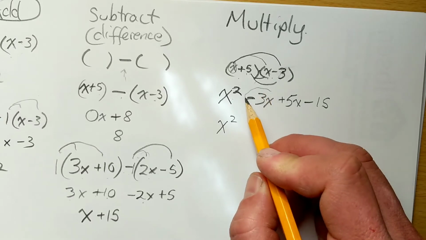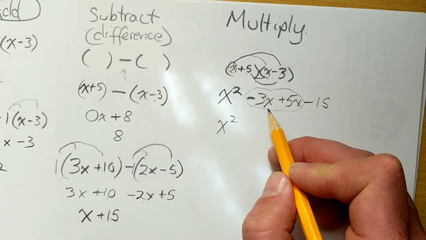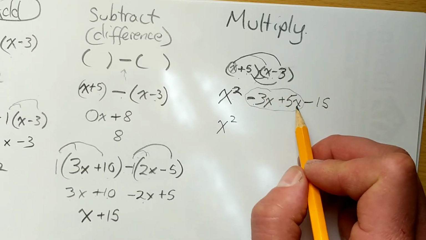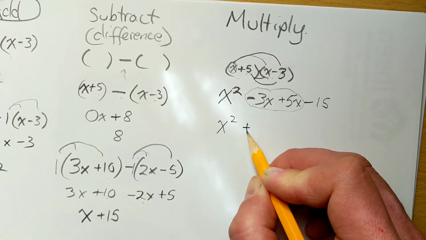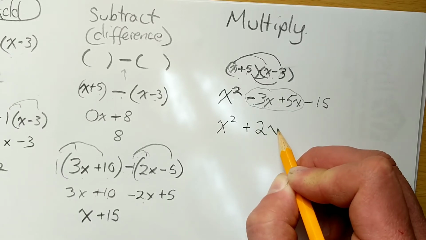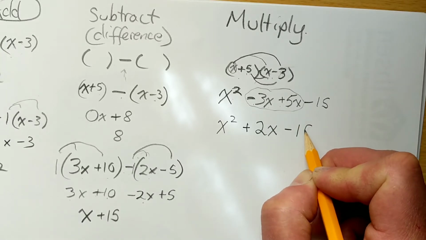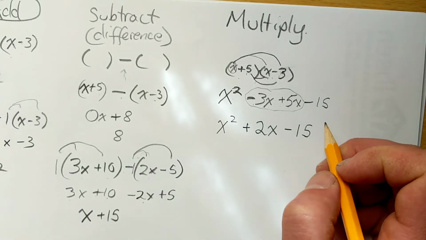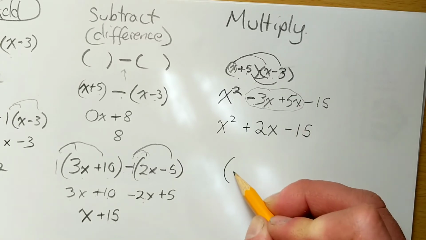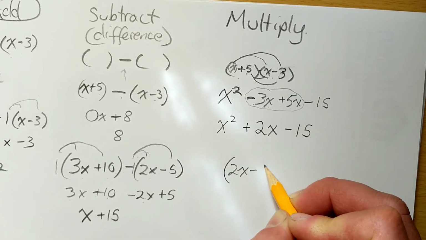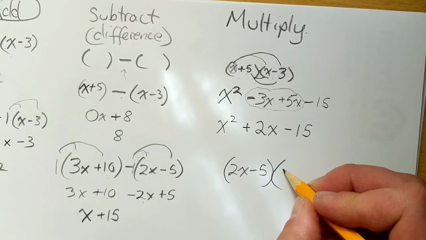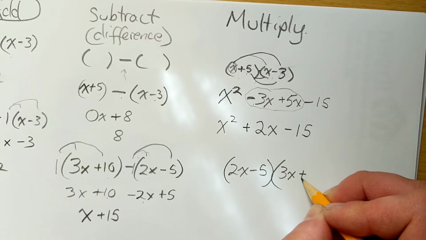Alright, let's combine these. These are alike. Those are both the quantities of x. Negative 3x's plus 5x's is 2x's. And this negative 15 has no like terms to combine with. Okay, let's look at a slightly harder problem: 2x minus 5 times 3x plus 2.